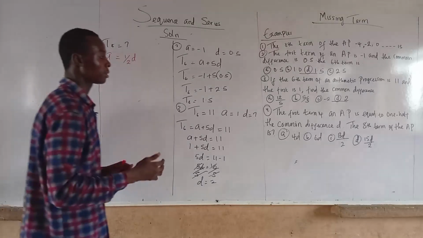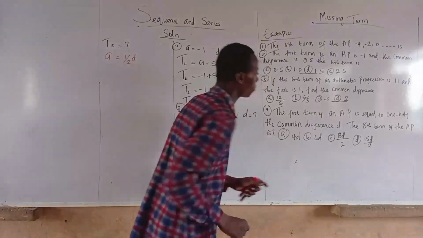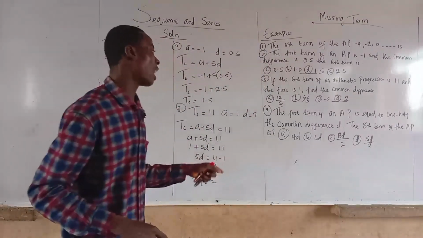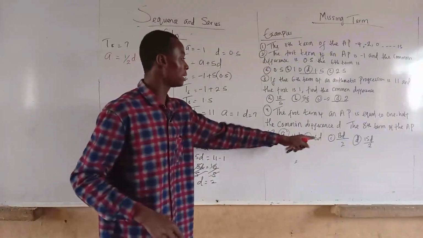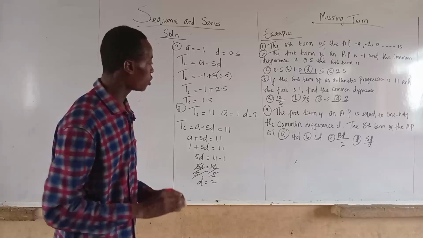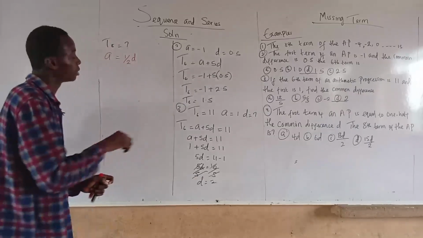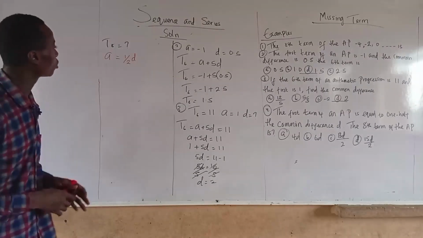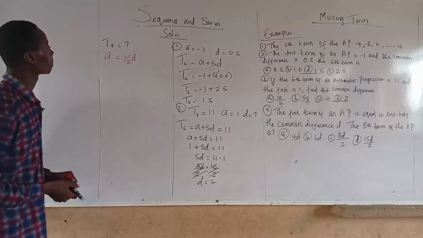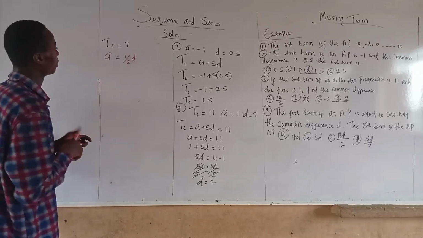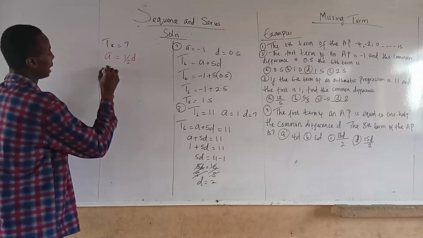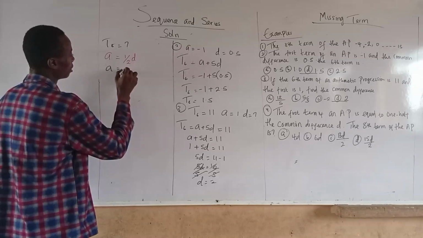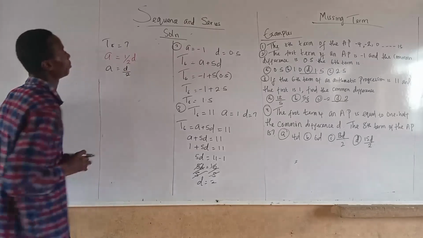But if you notice, in these options, everything is expressed in terms of D. That means we have D in our question beside each of these numbers. So we are going to make sure we express it in terms of D also. Now let me simplify this. So here our A is equal to D times 1, which is D over 2.